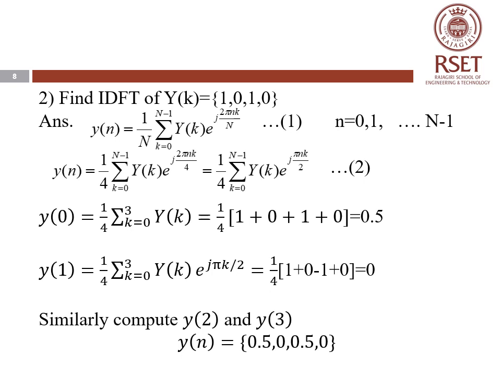It is 1 by 4 sigma k from 0 to 3 y of k e raised to j pi k by 2, since n is equal to 1. So which is equal to 1 by 4 into, you put each value of y of k in this, you find the summation, and the answer is obtained as 0. Similarly you find out y of 2 and y of 3, and the final answer is obtained as y of n is equal to y of 0, y of 1, y of 2 and y of 3, which is equal to 0.50, 0.50.